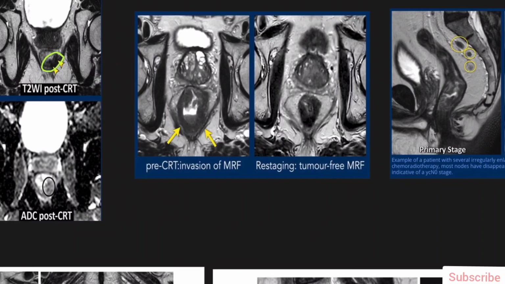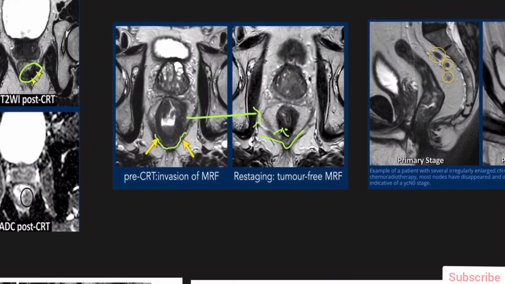Let's see another example. Here there is involvement of this MRF along 4 to 8 o'clock position, and after neoadjuvant therapy, the tumor is retracted away from the MRF, thus MRF is free from the lesion. And we already have learned in part 2 that whenever MRF is involved, the chances of recurrence are very high. But after neoadjuvant therapy, as the MRF is not involved, the chances of recurrence are low.